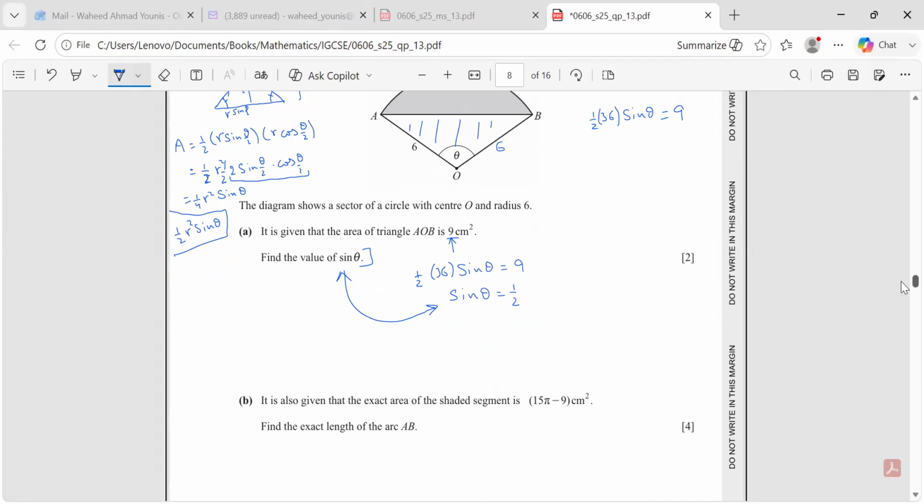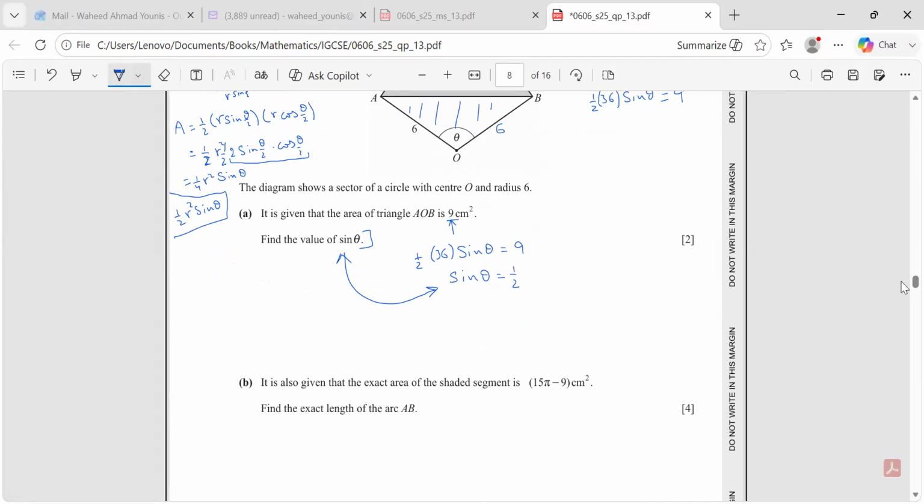Now the next question. It is also given that the exact area of the shaded segment is this much. Remember, if I have a sector of a circle with radius r and angle theta, then the sector area is equal to half r square into theta. If the angle is 2 pi, the complete circle, it becomes pi r square, and we know this is the area of the circle. So this is the area of a sector.